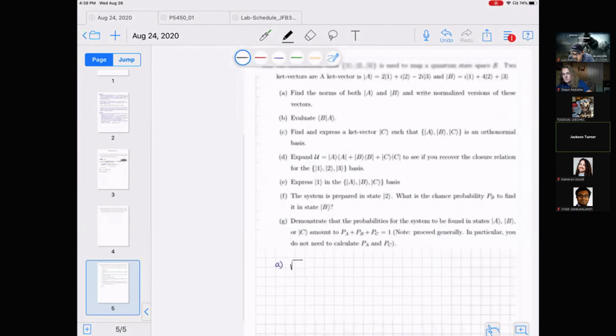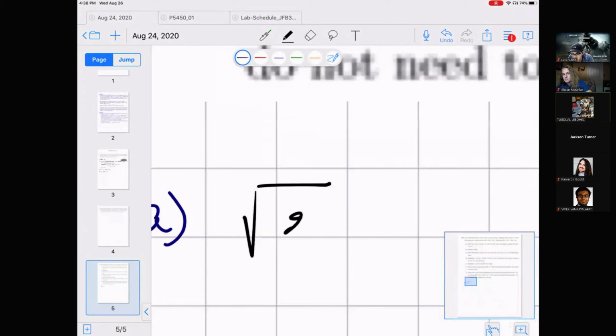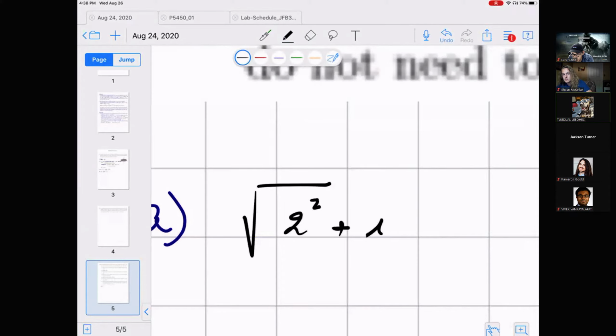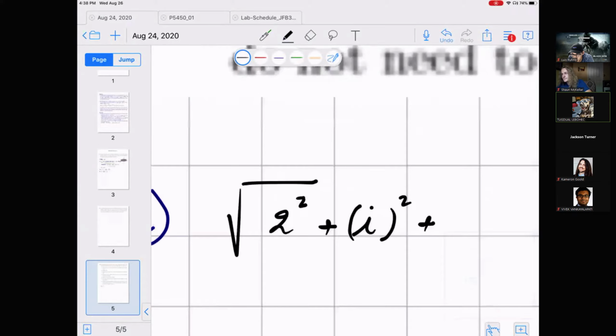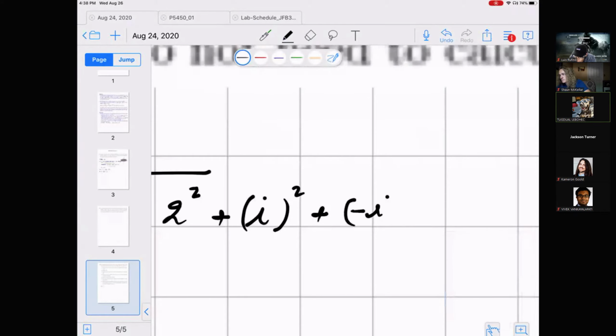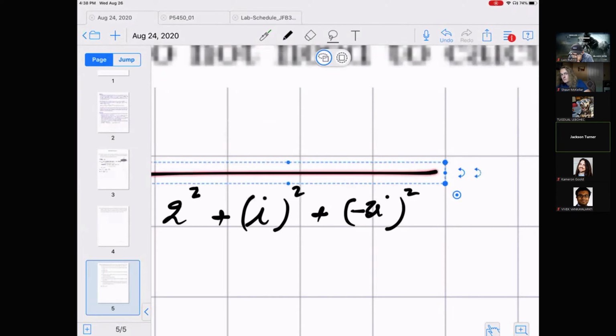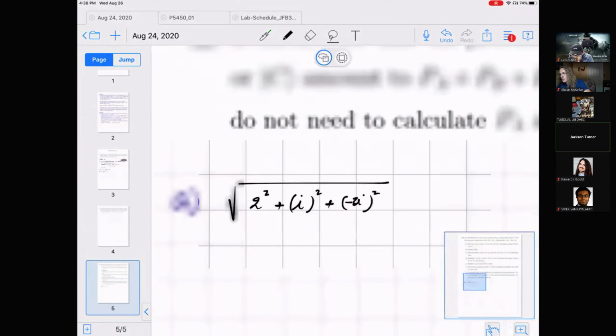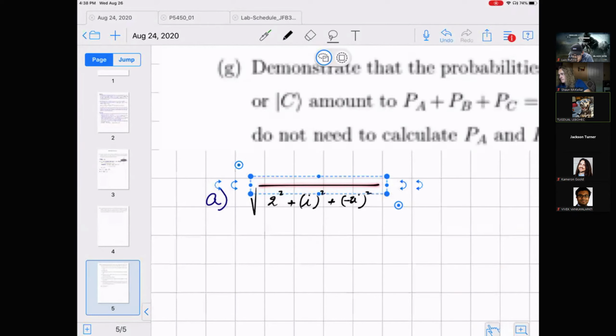Okay, so 2 squared, negative 2i squared, plus i squared plus negative i squared. Negative 2i? Oh, 2i, sorry. That's all under the square root. So is there anyone who disagrees with this?